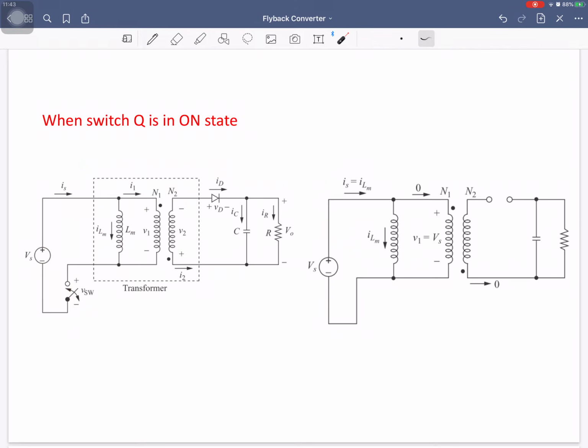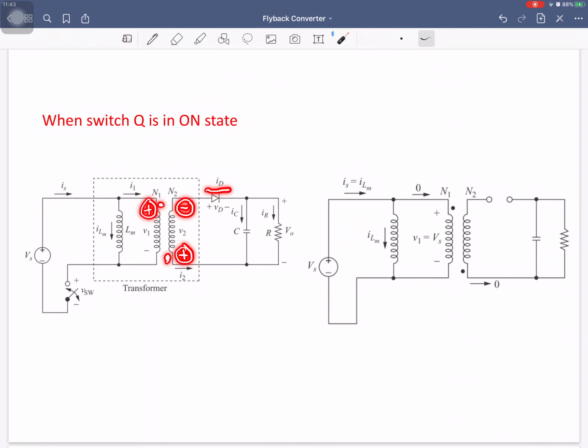It means the current is entering into the dotted terminal of your transformer. So if it is entering into the dotted terminal, it must leave from the dotted terminal on the other side. It means this point should be positive when this point is positive. So dot convention is very important. All the dots will be considered as the positive points. Okay, so when you are going to turn on the switch, the voltage at this point will be negative and the voltage over here will be positive.